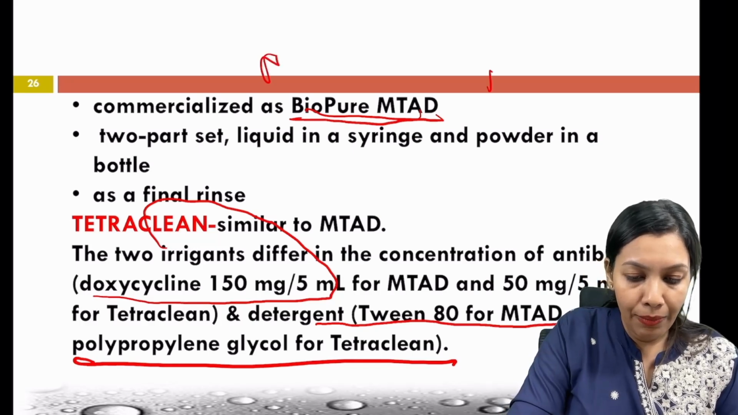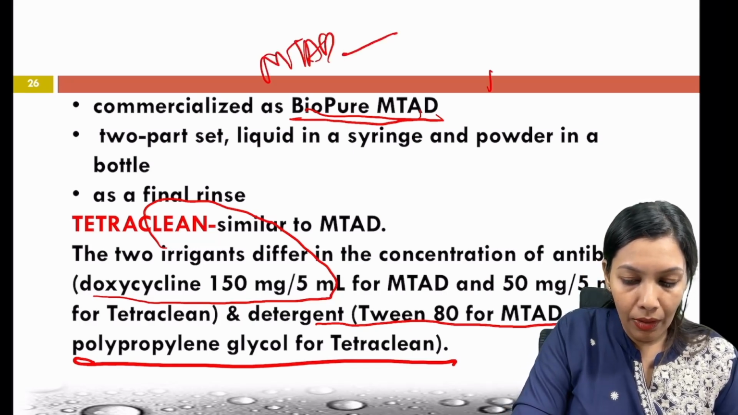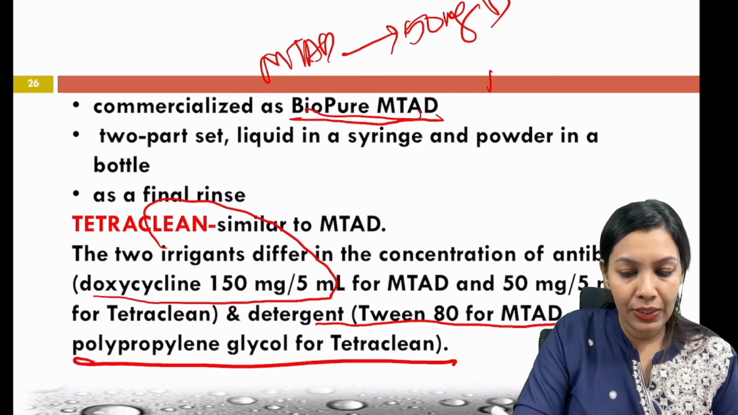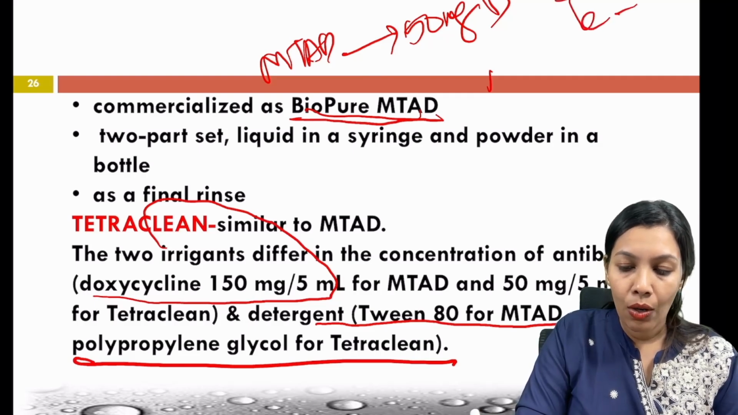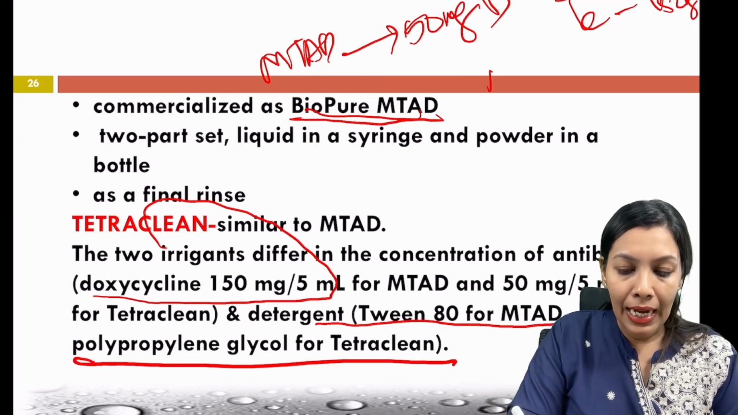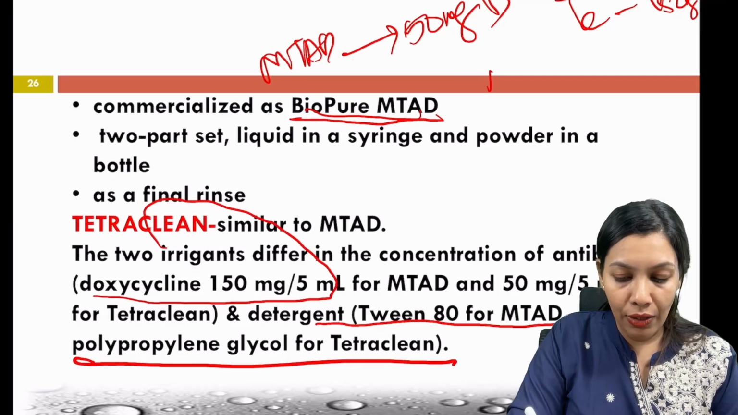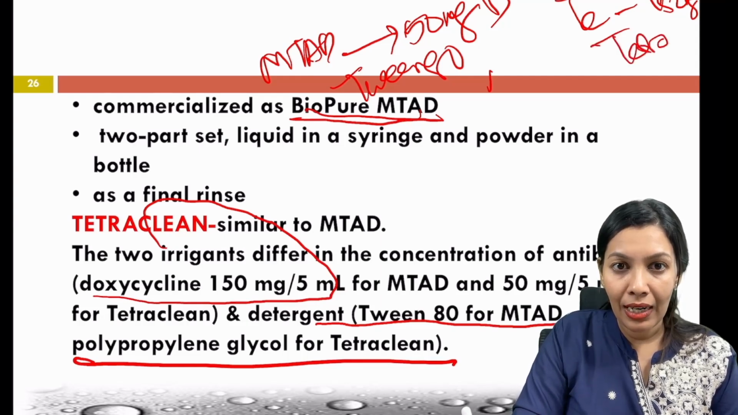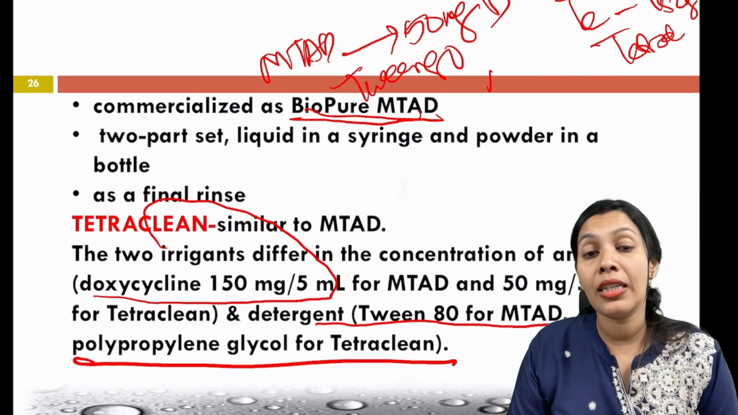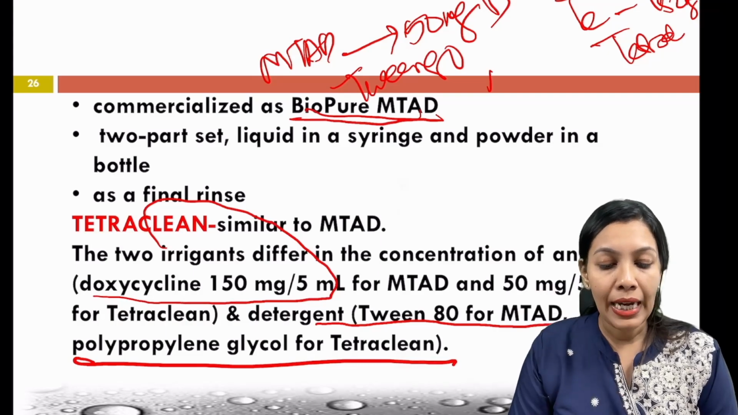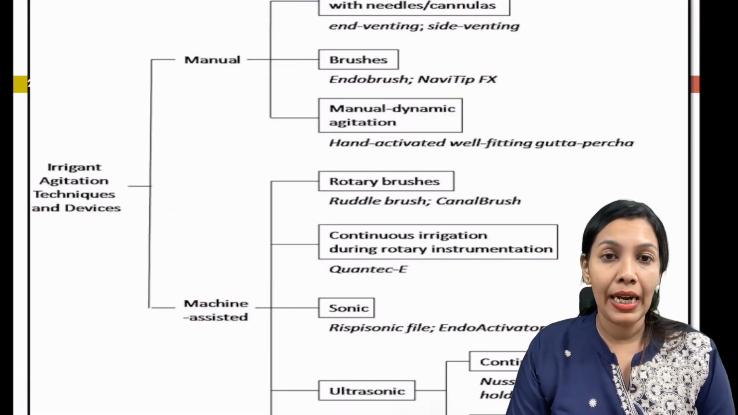So MTAD has 50 mg of doxycycline, but Tetraclean has 150 mg, an increased concentration. Next, MTAD contains a detergent, that is Tween 80. Tetraclean, sorry, contains propylene glycol. So just memorize these two differences between Tetraclean and MTAD.